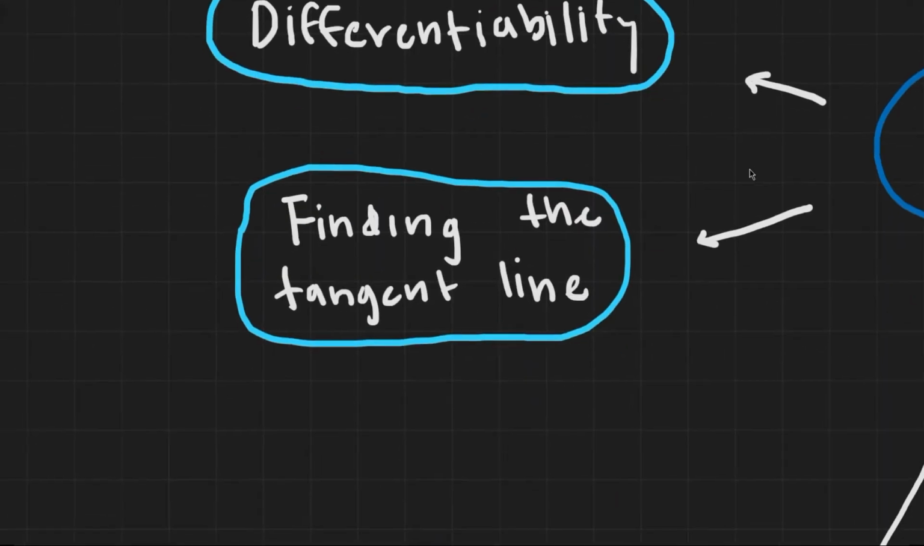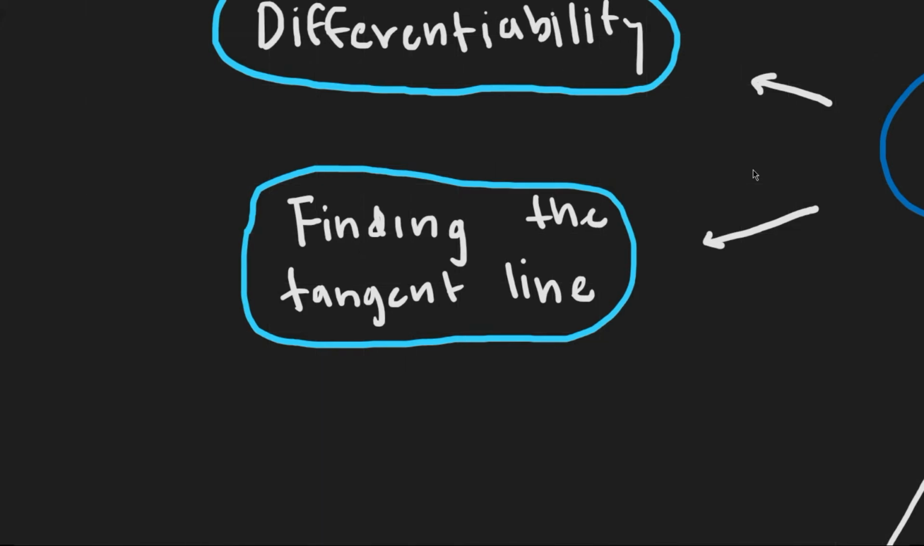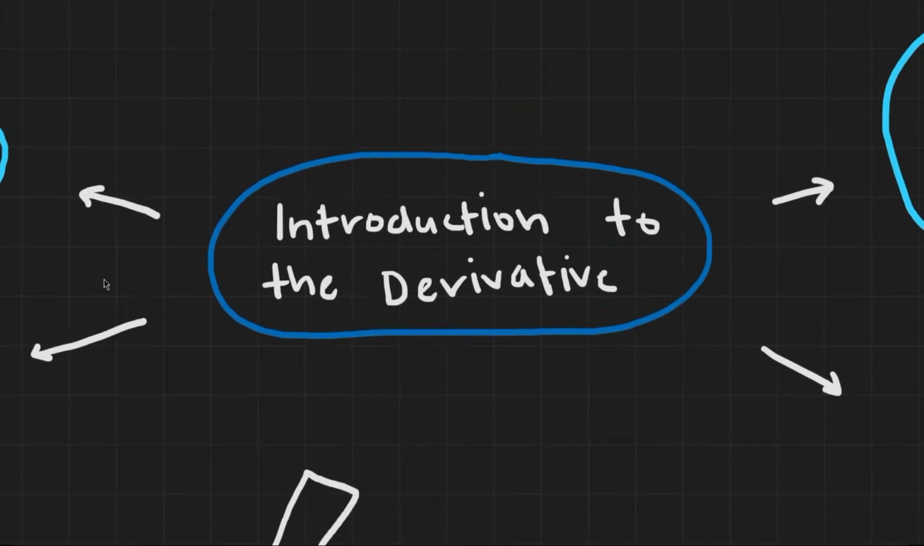And then finding the tangent line is basically one way to help us visualize the derivative, and will also help us with approximations later in the course. So again, it's important that you understand these concepts very well now, otherwise you'll have a hard time with future concepts.